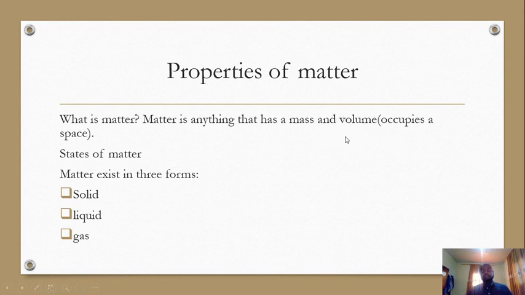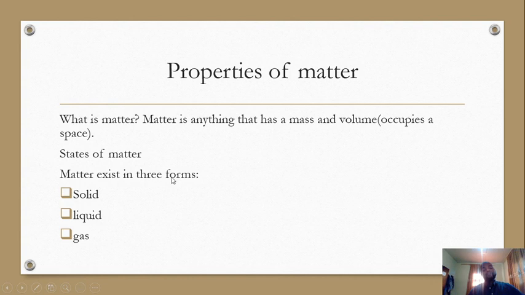For example, now I'm sitting on a chair, my computer is on the table, so I'm occupying a space, so I'm matter. I have a volume. My computer is occupying a space on the table. That's to say it has a volume. So everything that has a mass and volume is matter. So you are matter, I am matter, the computer is matter, the table is matter, the chairs and desks are matter, the pencils and books are matter. Almost everything that's around us is what? It's matter.